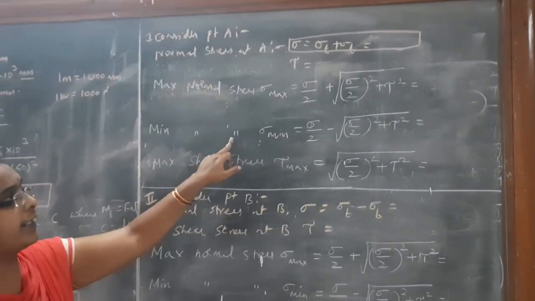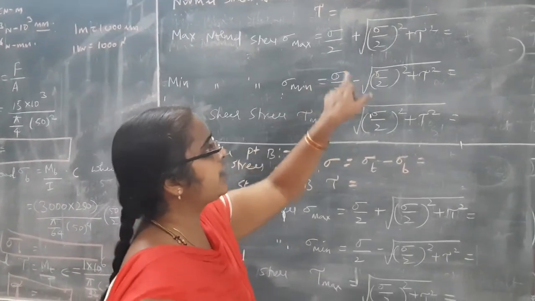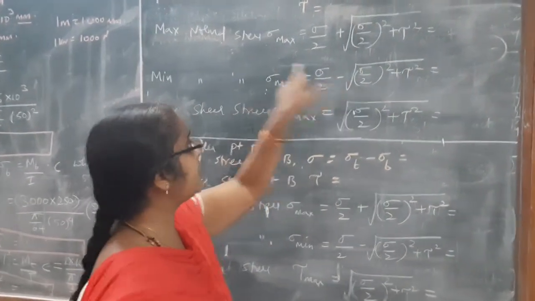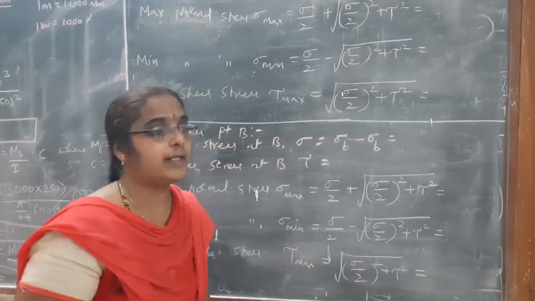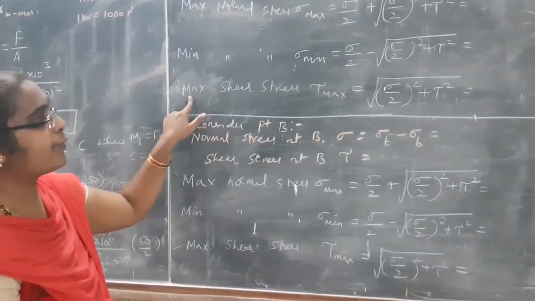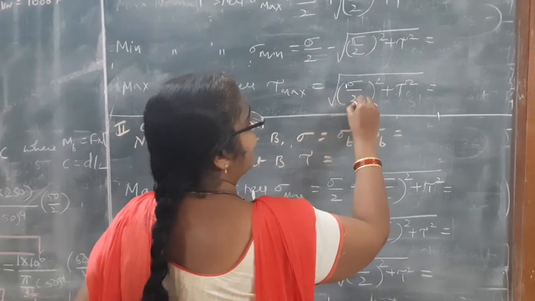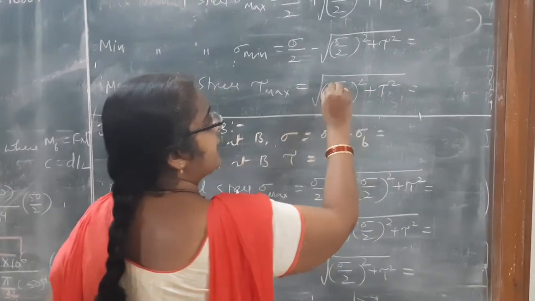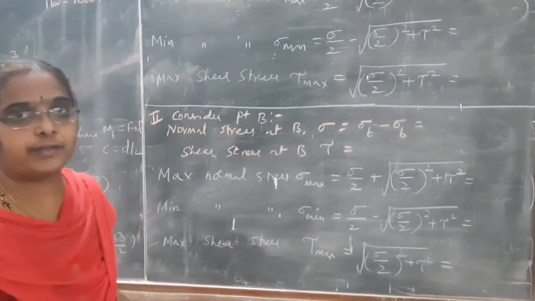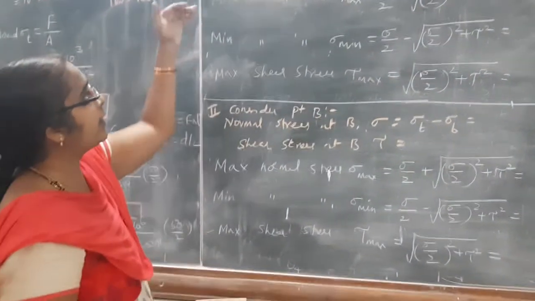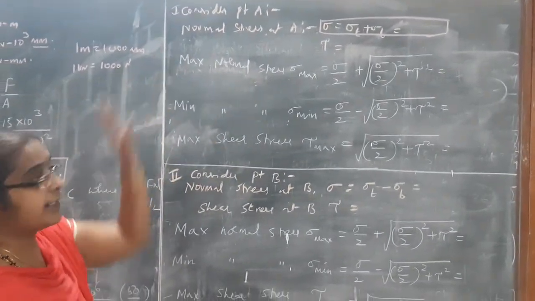The minimum normal stress at A can be found using the same formula, but instead of plus you use minus, because it is the minimum normal stress. Again substitute the values of sigma and tau and get the answer. The maximum shear stress is calculated as the square root of (sigma by 2) whole square plus tau square. Substitute sigma and tau and get the answer. So this is about the maximum and minimum normal stress and maximum shear stress at A.